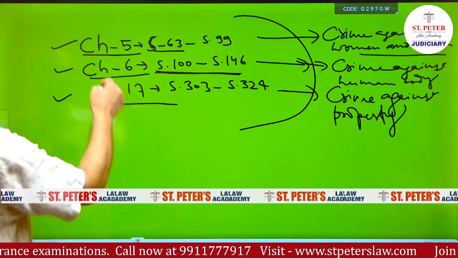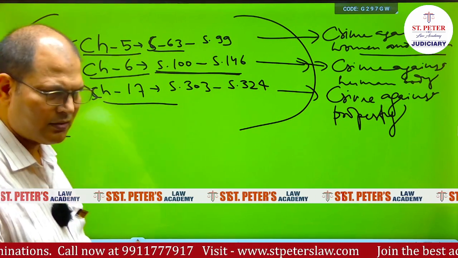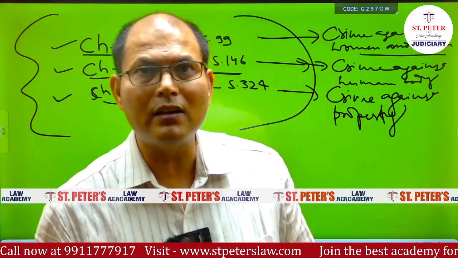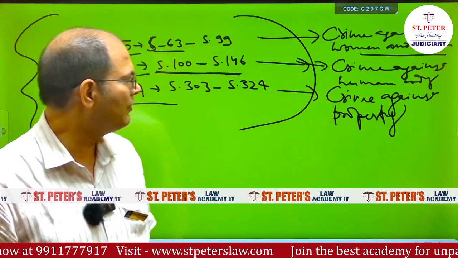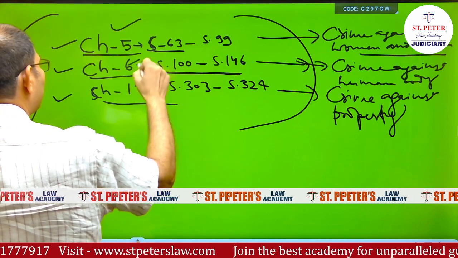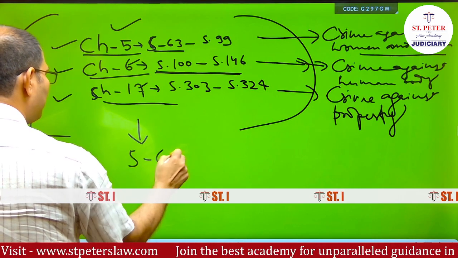So these 3 chapters constitute a lion's share of the BNS, and in fact they have greater importance than other chapters so far as the judicial services exam is concerned. So from chapters 5, 6 and 17, you can expect 5 to 6 questions.